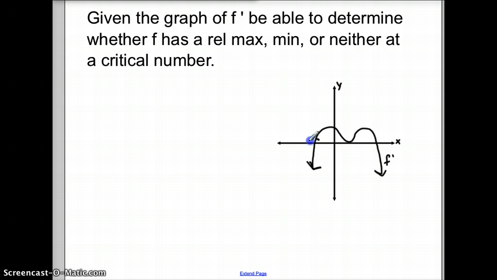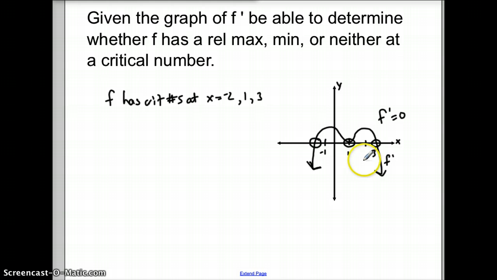So looking at this derivative, what's going on here and here and here? This is where the derivative equals 0. So what does that mean about the original function if the derivative equals 0 there? That means the original function has critical numbers at, I didn't put markings on this, let's say this is -1, so maybe at x equals -2, let's say this is 1, and let's say this is 3.